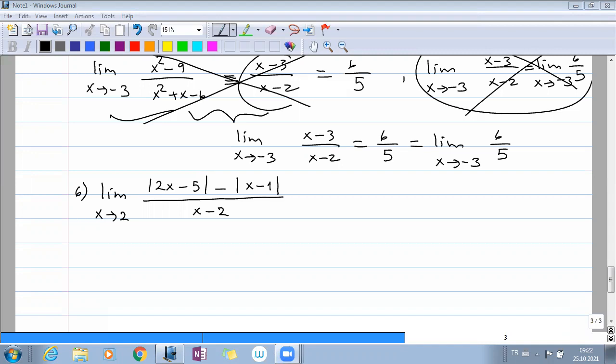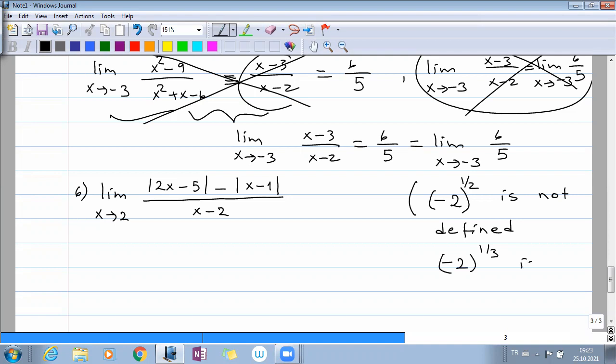L to the m over n. For example, -2 to the 1/2 is not defined. That's what I meant. When you take an even root of a negative number, it is not defined. But minus 2 to the power 1/3 is defined. Okay, that's what I meant.